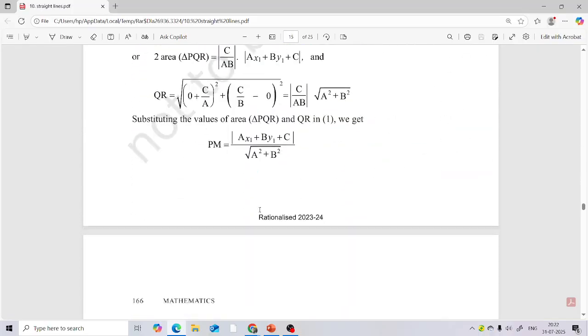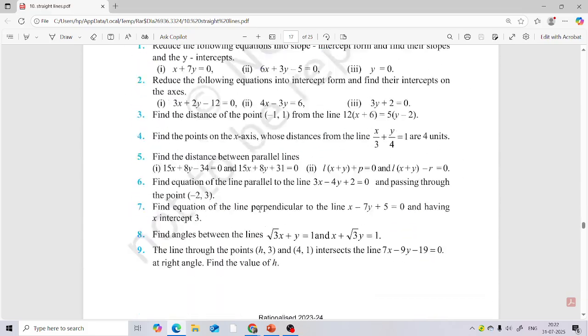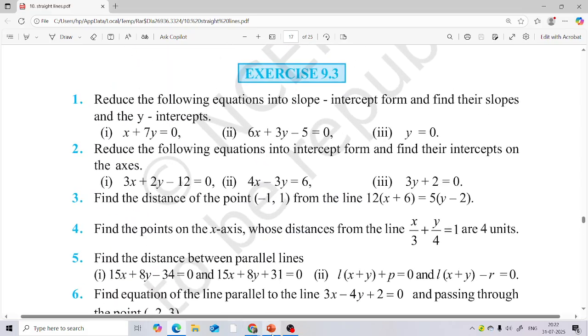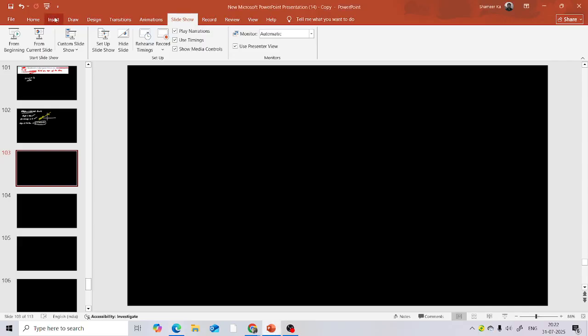Third exercise, I will discuss. I will discuss the selected problems only.